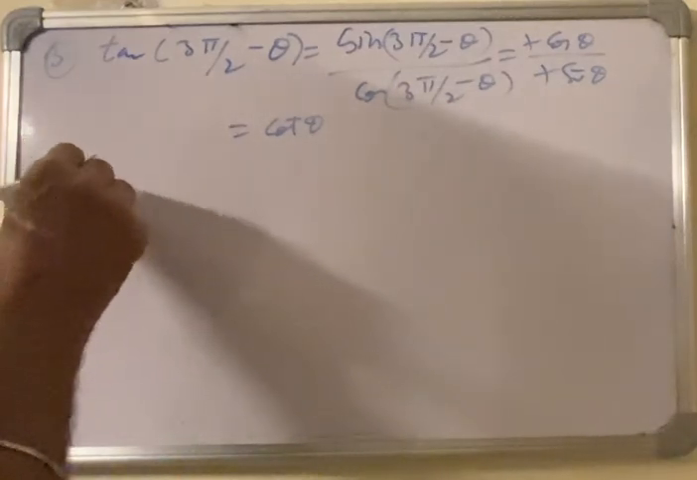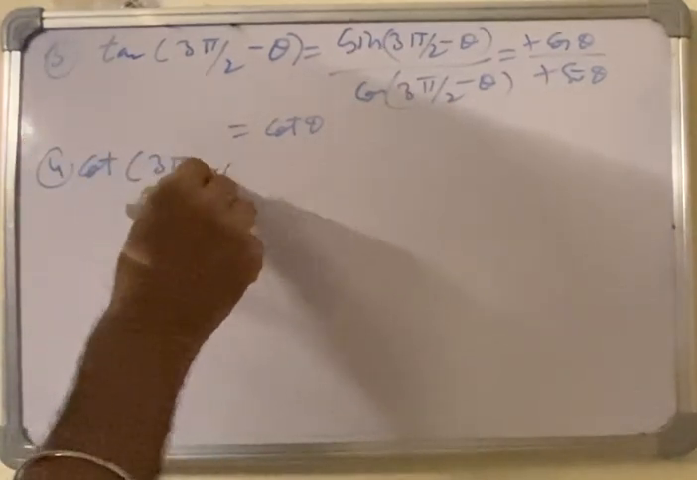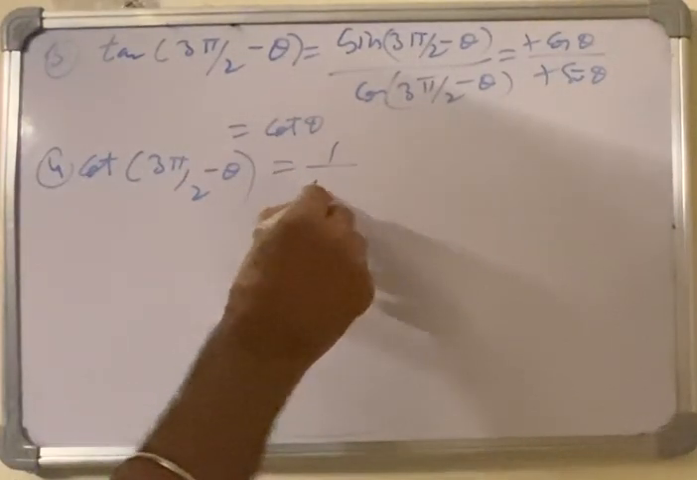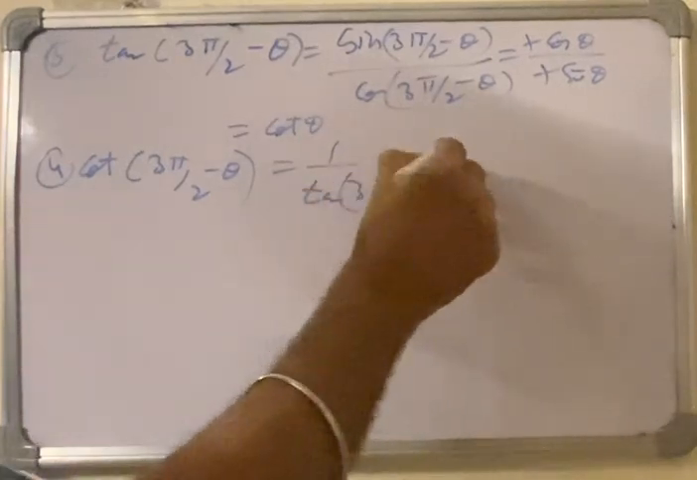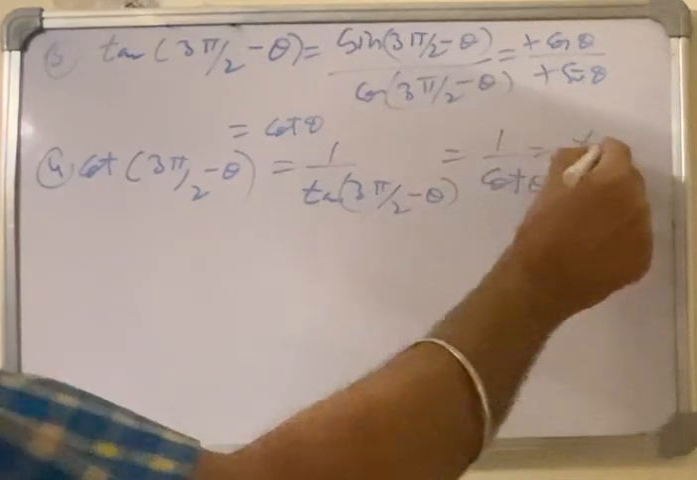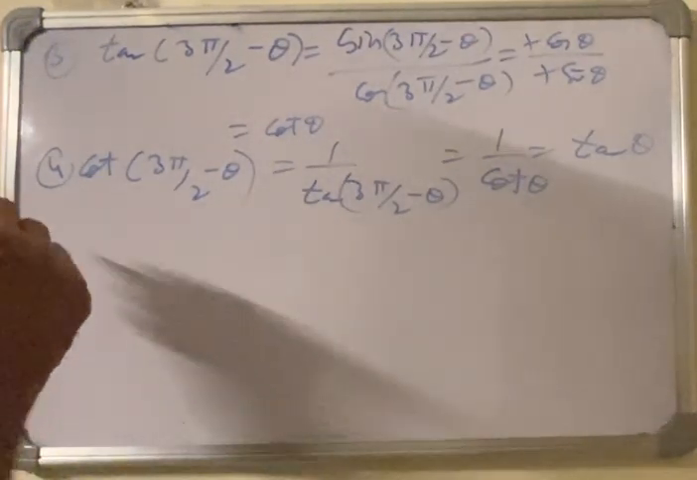Then we take cot 3 pi by 2 minus theta, which is equal to 1 over tan 3 pi by 2 minus theta, which is 1 over cot theta, is equal to tan theta. So cot changes to tan in case of 3 pi by 2 minus theta, but it is positive.